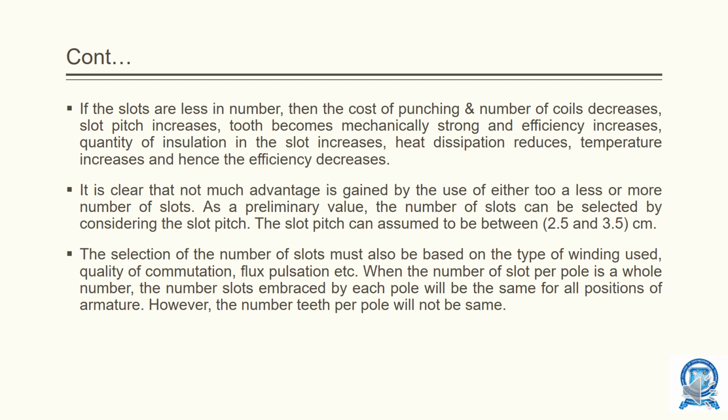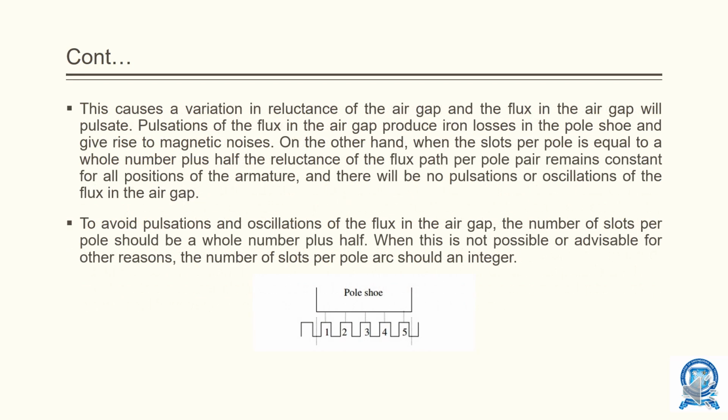The selection of the number of slots must also be based on the type of winding used, quality of commutation, flux pulsation, etc. When the number of slots per pole is a whole number, the number of slots embraced by each pole will be the same for all positions of the armature. However, the number of teeth per pole will not be the same. This causes a variation in reluctance of the air gap, and the flux in the air gap will pulsate. Pulsations of flux in the air gap produce iron loss in the pole shoe and give rise to magnetic noise.